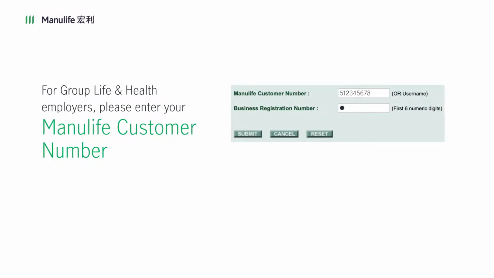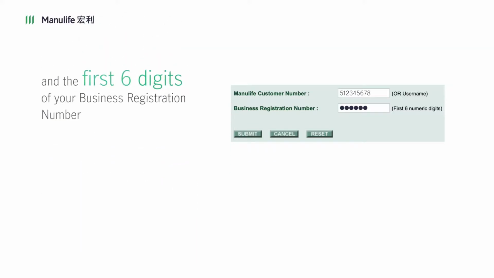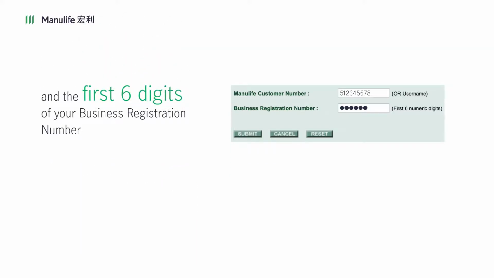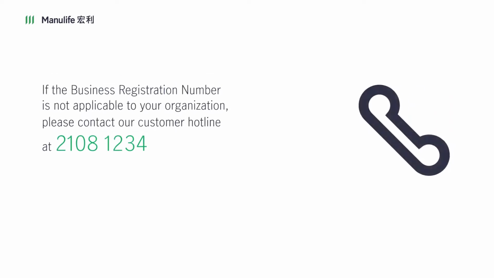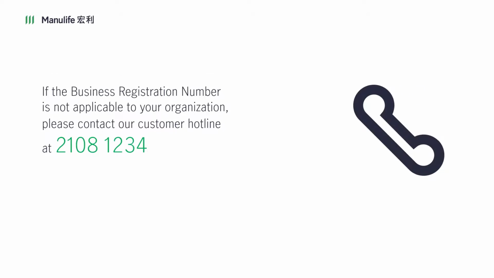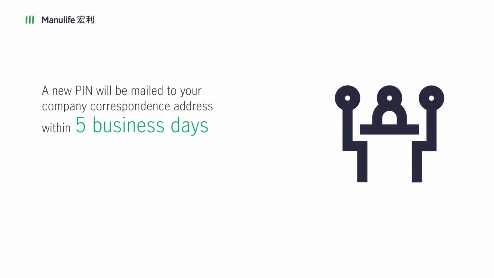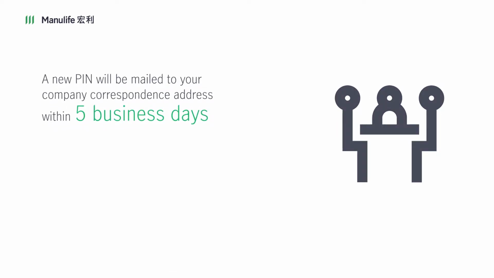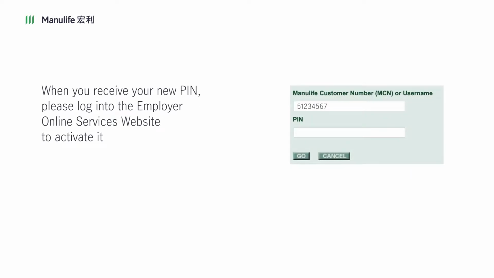For group life and health employers, please enter your Manulife customer number and the first 6 digits of your business registration number. If the business registration number is not applicable to your organization, please contact our customer hotline at 2108-1234. A new PIN will be mailed to your company correspondence address within 5 business days. When you receive your new PIN, please log into the Employer Online Services website to activate it.